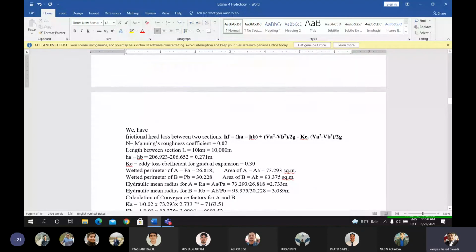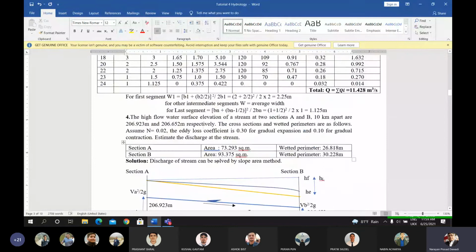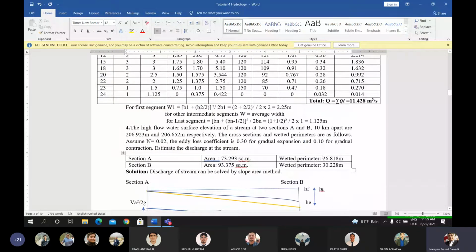Now the wetted perimeter for section A is PA, which is equal to 26.818, and the area of section A is 73.293 meter square here. The hydraulic mean radius is required. The hydraulic mean radius for section A, RA, is equal to area of A divided by perimeter of A.